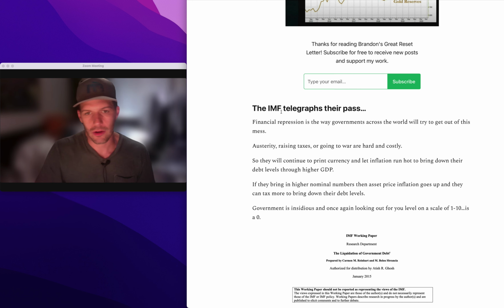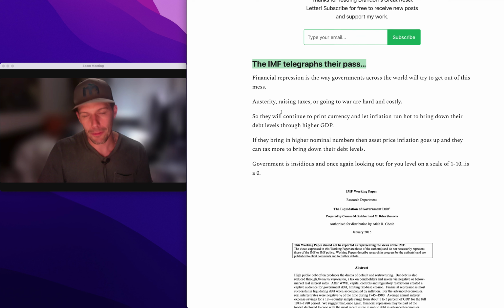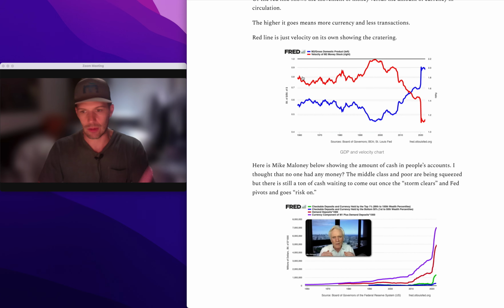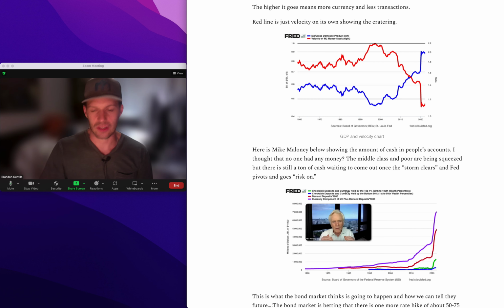The IMF telegraphs their plans. Financial repression is the way governments across the world will try to get out of this mess. And we talked about looking at the markets, where the bond market thinks we're going to pivot in the next month or two, and then rates will start coming down up top here. This is what we talked about, and we said, look at how much currency still has to come out into the markets.